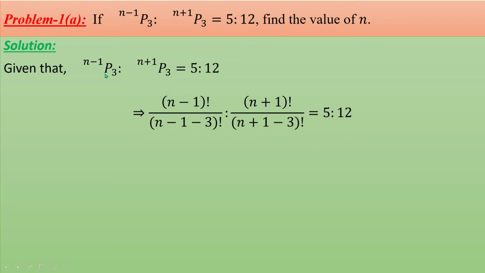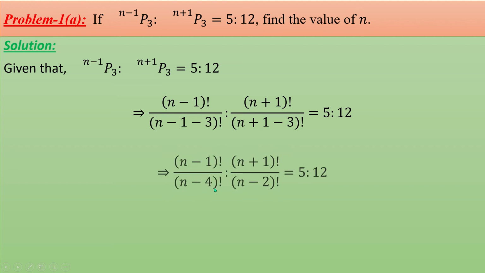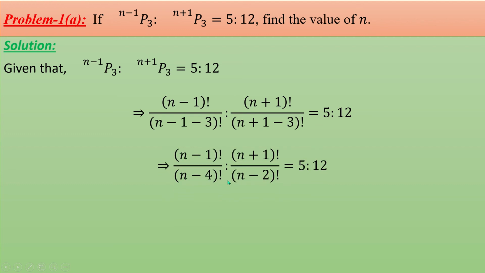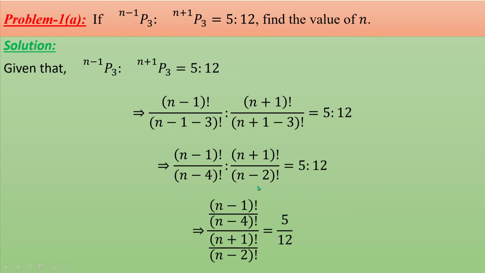Now this equals, we know, n minus 1 factorial divided by n minus 1 minus 3 factorial is to n plus 1 factorial divided by n plus 1 minus 3 factorial. This equals 5 is to 12. As here is a ratio, we can write it in the division form. That means we can write like this way.